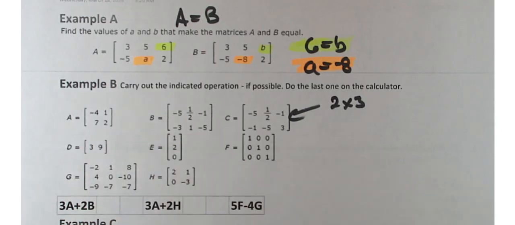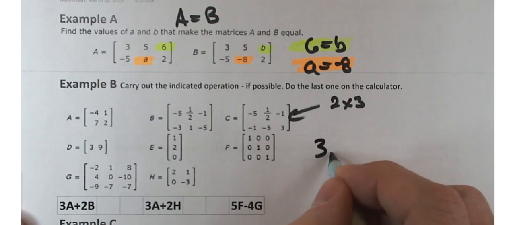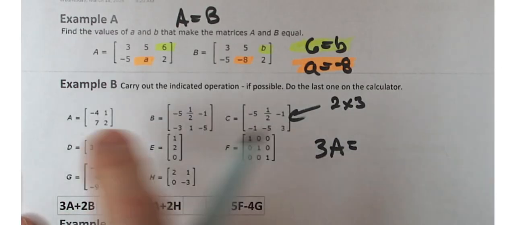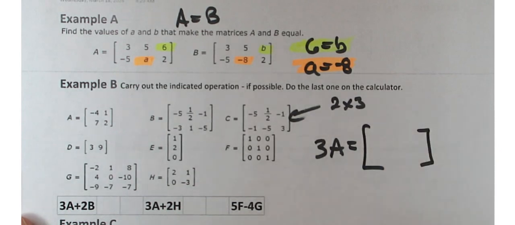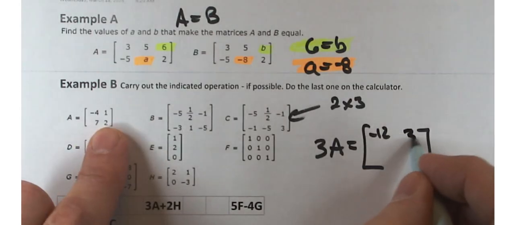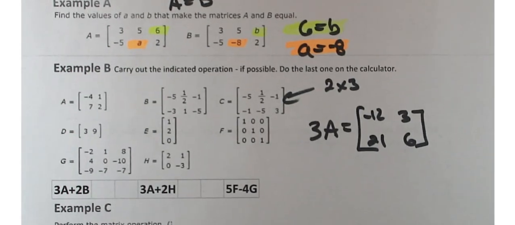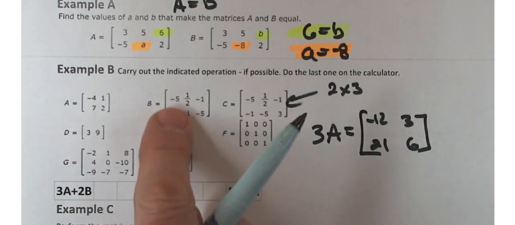So let's take a look at a couple things here. In particular, I'm going to start with 3 times A. Now that's a constant times this matrix. And to do a constant times a matrix, that's kind of what you might expect. You're going to take 3 times -4, so I'll get -12, and then 3, 21, and 6. So there's your 3 times A. But then you're asked to add it to 2 times B.